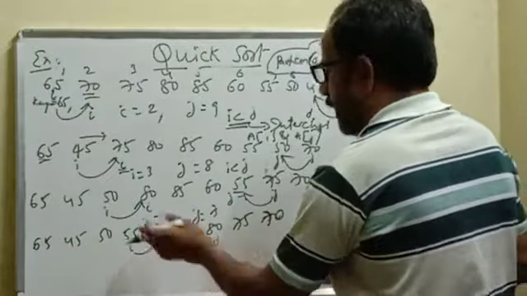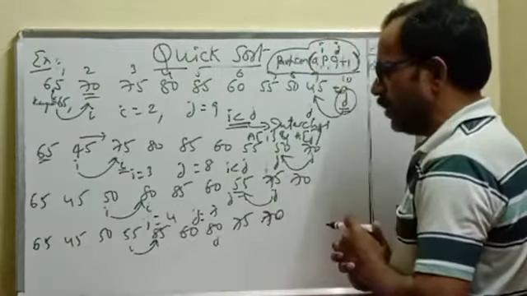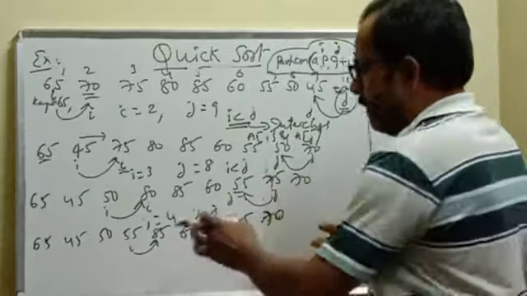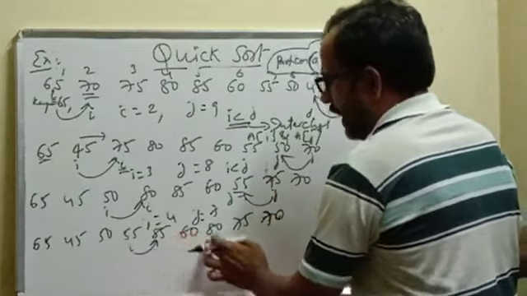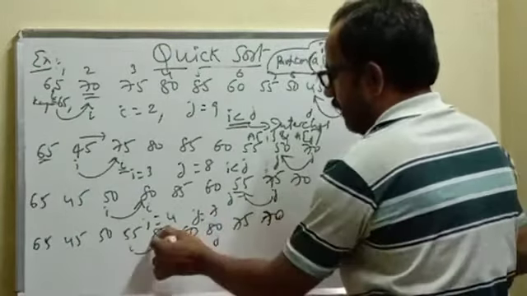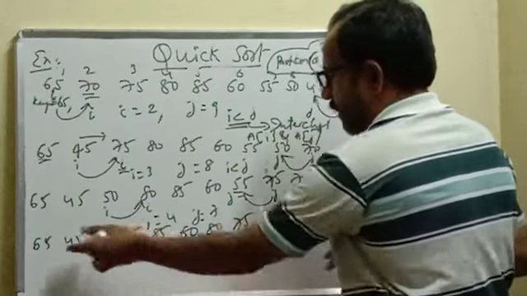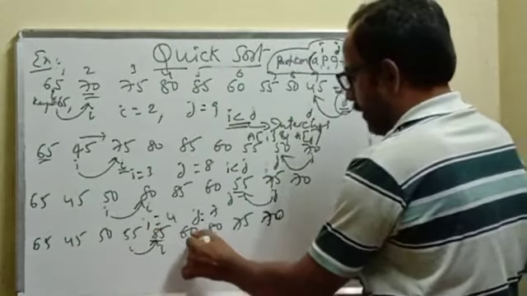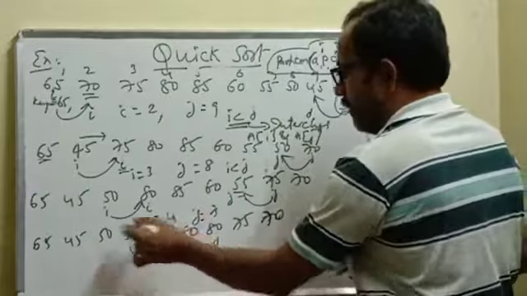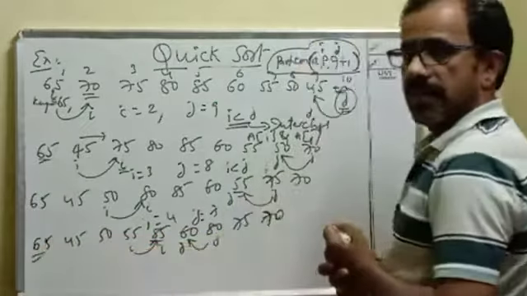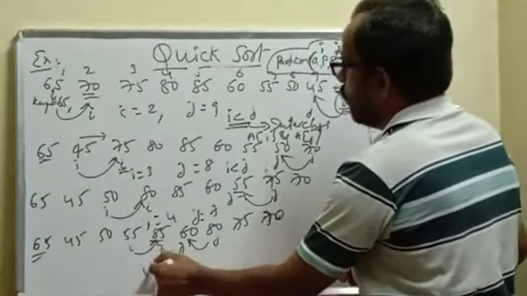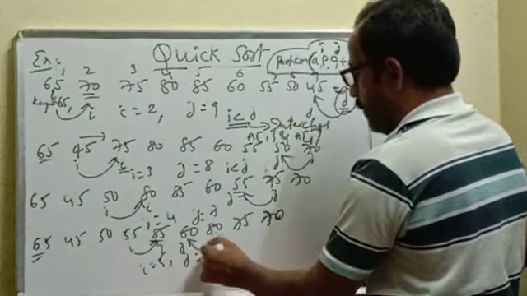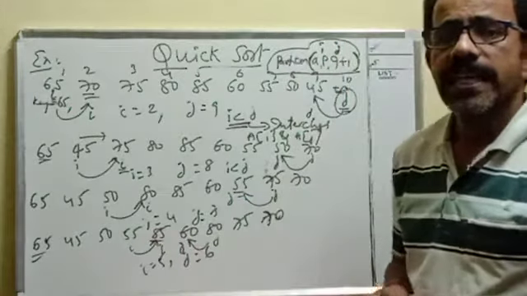And again immediately compare. After reaching the new location by i and j, immediately compare A of i and A of j against the key element. A of i is 85. This is the first greater element from the left side. Then decrement j by 1 unit. This is the first smaller element than the key element. What is i? i equal to 5, j equal to 6.